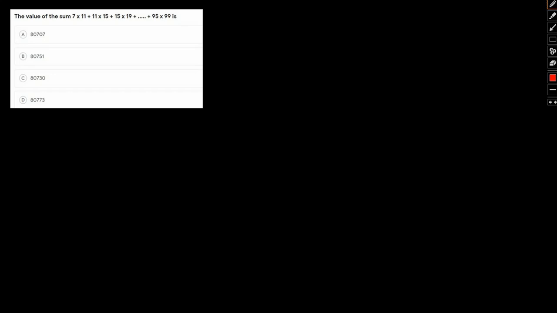The value of the sum 7 into 11 plus 11 into 15 plus 15 into 19 plus dot dot dot till 95 into 99 is. Okay. So let us see the series that we have in front of us: 7 into 11 plus 11 into 15 plus 15 into 19 plus dot dot dot plus 95 into 99.